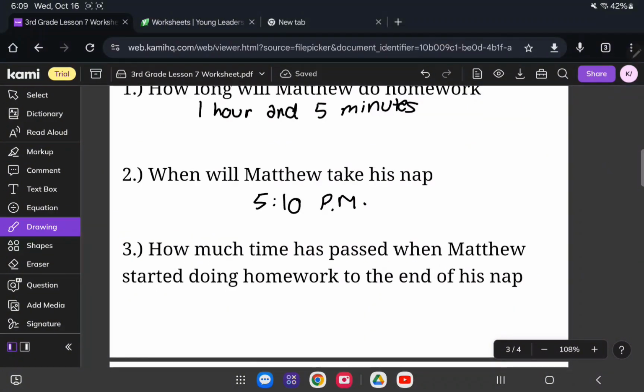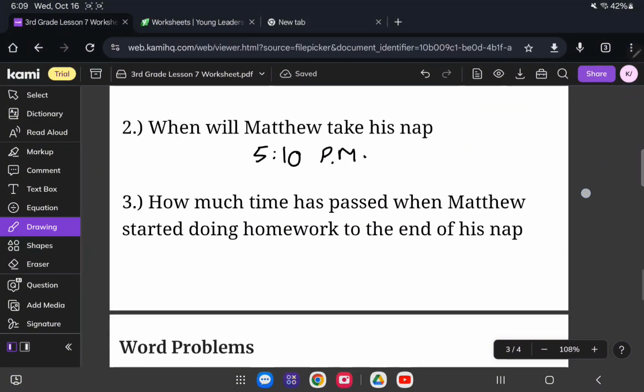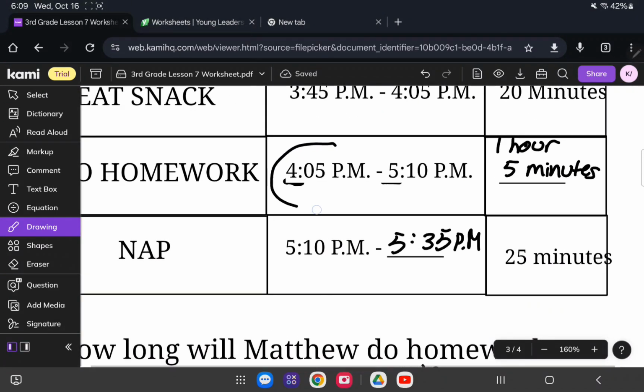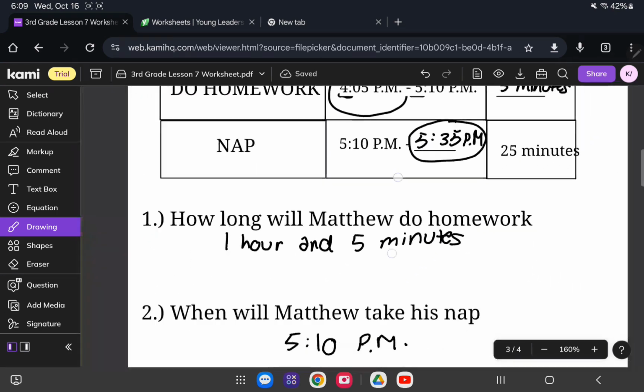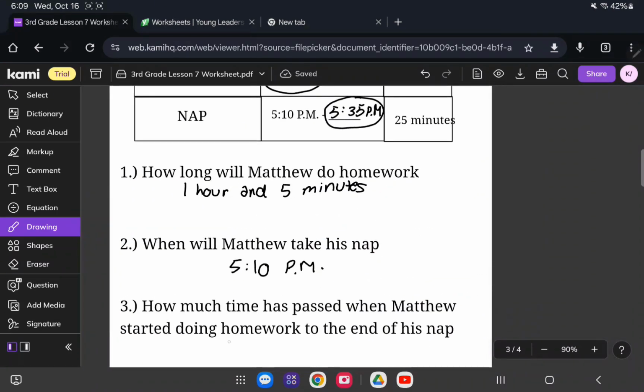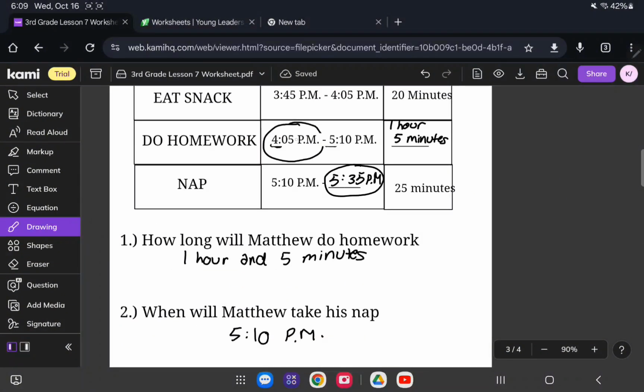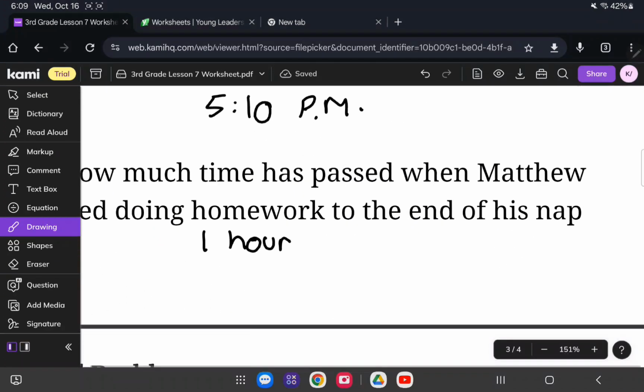How much time has passed when Matthew started doing homework to the end of his nap? All right, so we look at this time and then this time. So we know a full hour has passed. So we can go down here and say 1 hour. And then we can subtract 35 minus 5, which is 30. So 1 hour and 30 minutes.